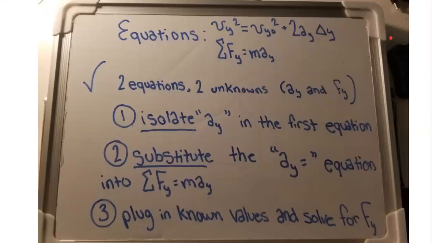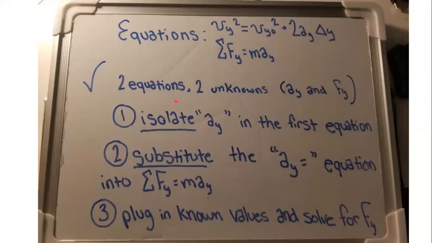Hi, so this is how we are going to solve number 72. We have our two equations: vy squared equals vy initial squared plus 2 ay times the change in y, and Newton's second law, the sum of the forces in the y direction equals mass times acceleration in the y direction. Notice that we're using the y subscript here because this is only occurring in the y direction. The picture is just throwing it up, so we don't need to worry about the x direction.